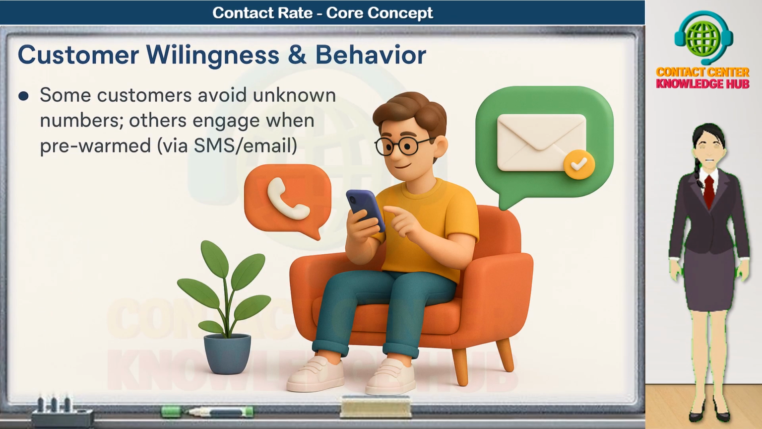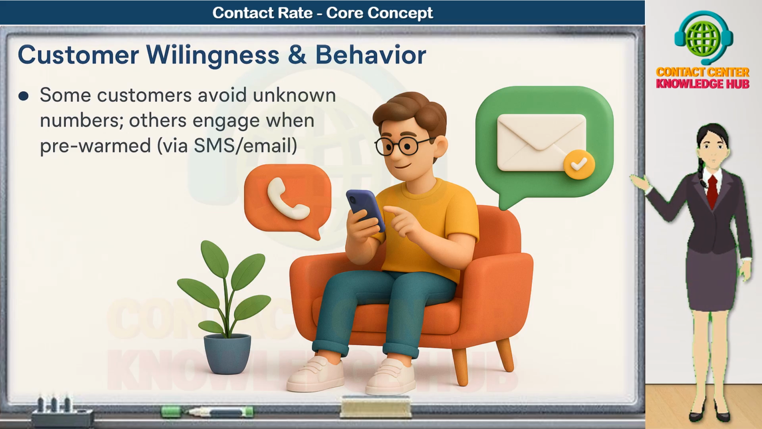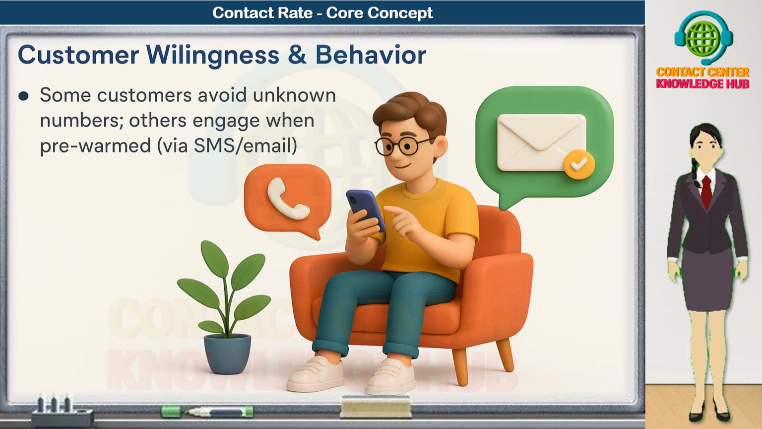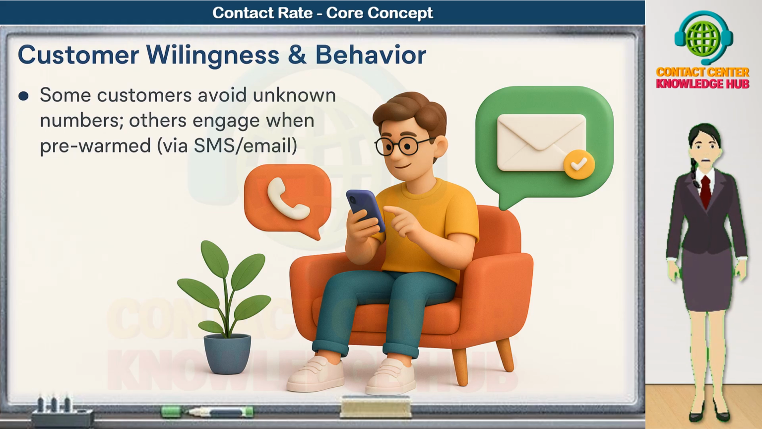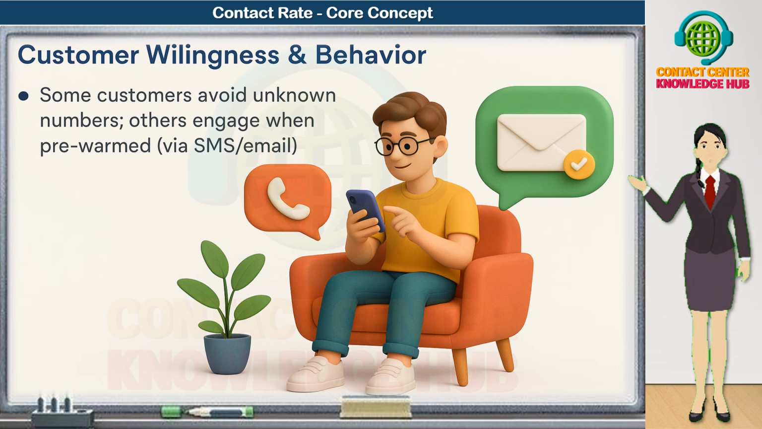Let's look at the human side of contact rate, customer willingness and behavior. Even with the best data, dialers, and compliance in place, your results still depend on how customers choose to respond. Some customers naturally avoid answering unknown or unfamiliar numbers when they suspect telemarketing or debt collection. However, when customers are pre-warned, for example, through a prior SMS, email, or WhatsApp notification explaining the purpose of the call, they are far more likely to engage.